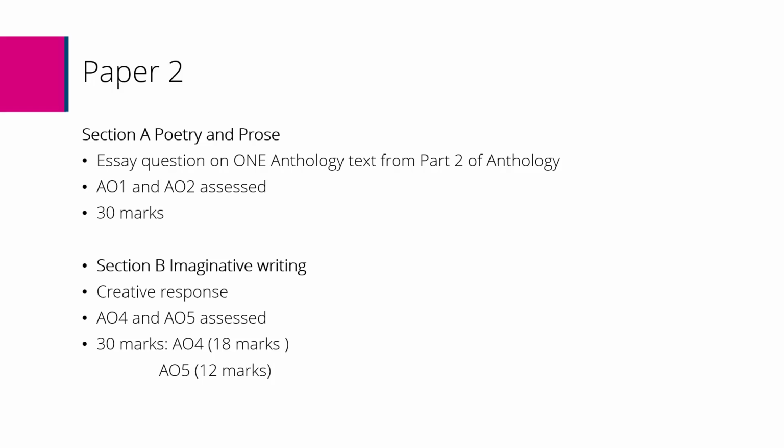So poetry and prose, an essay, paper 2, exam route, essay question on one anthology text from part 2 of the anthology in section A, AO1 and AO2, 30 marks, and section B, imaginative writing, creative response, AO4, AO5, 30 marks, weighted 18 and 12 for the 2 AOs.